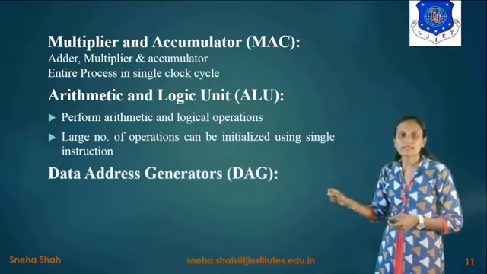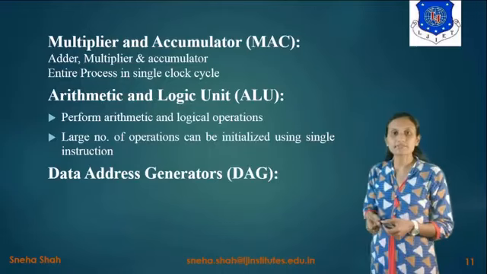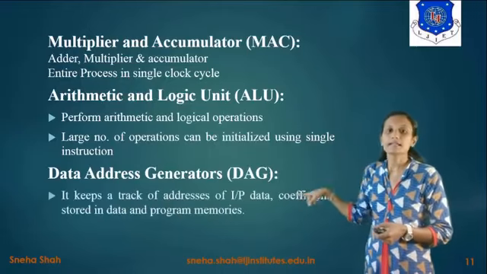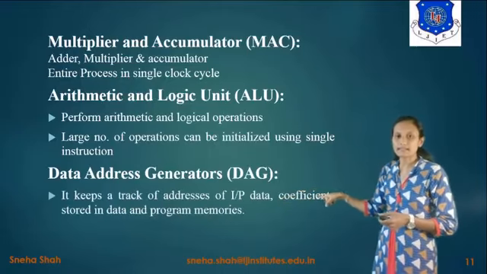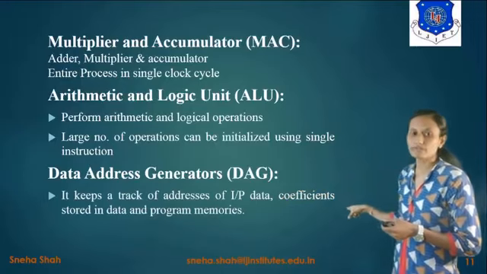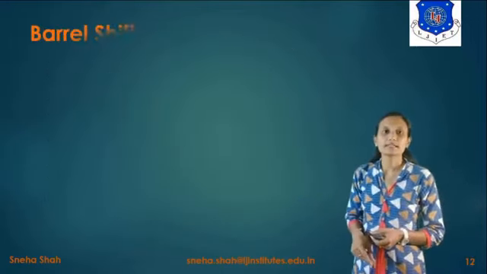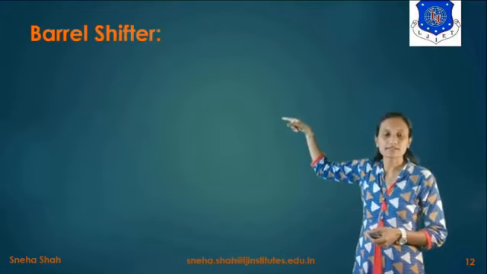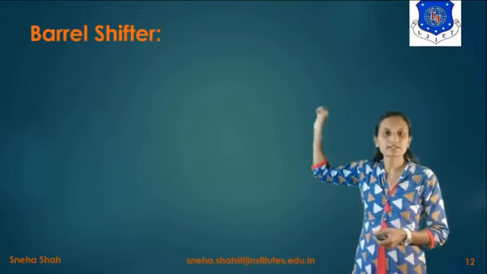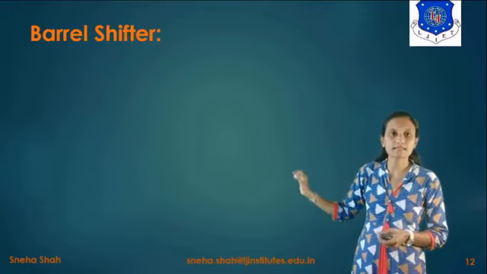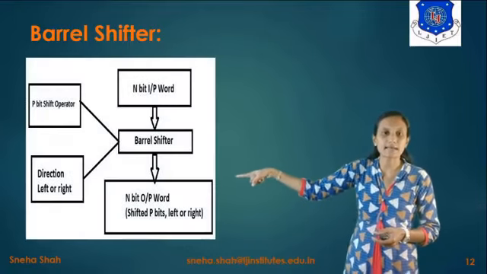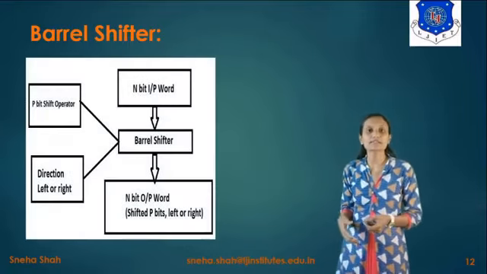Now the next block is the data address generator. The basic function of this will be that it will keep track of the addresses of input data and coefficients stored in the data and program memory. Now the next block is the barrel shifter. As I told you, in the shifter block we will be using a special kind of shifter, which is considered as the barrel shifter. Now what is the function of this barrel shifter?